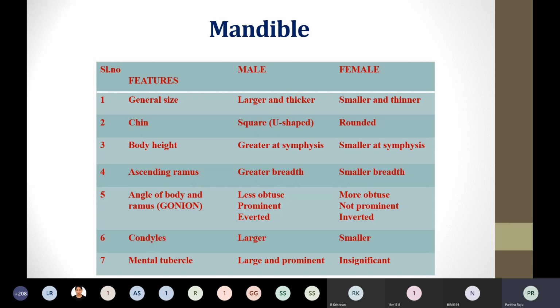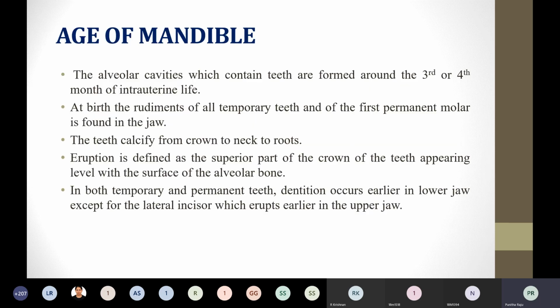The teeth calcify from crown to neck to root. First the crown appears, later the neck appears and later the root appears. Whatever you see as the upper part of the teeth, that is the one which gets calcified first, and the next is the neck, and next is the root. It is not that first the root appears and next the neck or the crown. First it is the crown that appears, next is the neck and last will be the root.